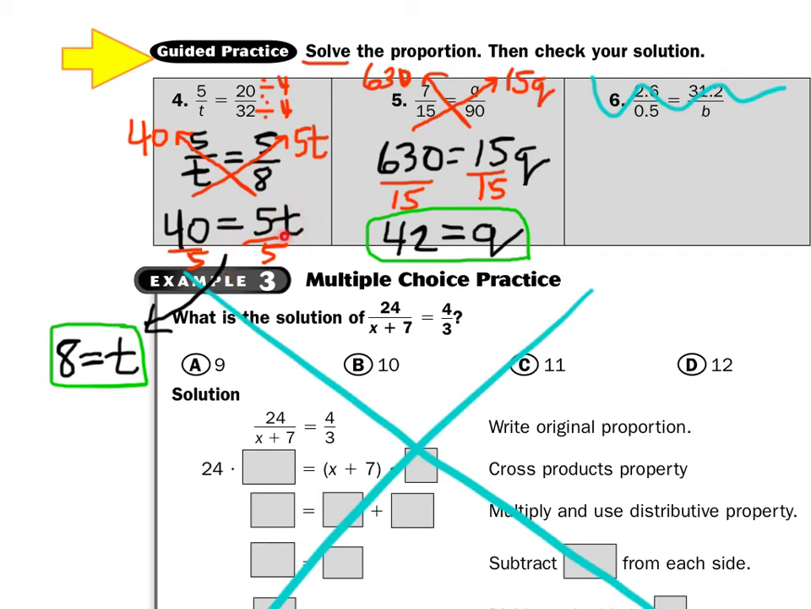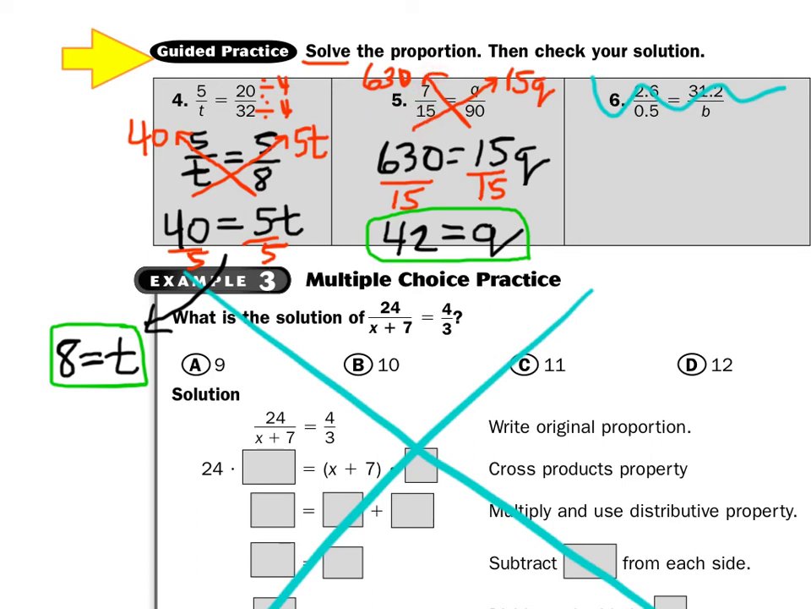Remember, look at what's touching the circle. I see 5 times touching the circle. So I have to do the inverse. I'm going to divide by 5 on both sides of the wall. So 40 divided by 5 gave me 8. I brought the equal sign down, and I struck out the 5's and brought the t down. So t equals 8.